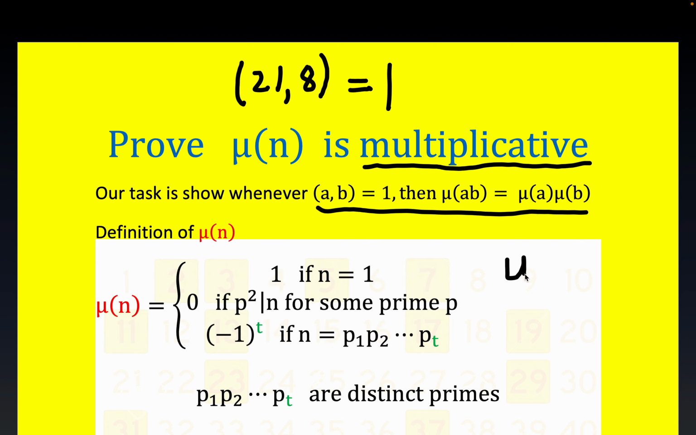I'll just make it like a u, folks, sorry. Mu at 50 would be equal to 0, because 5 squared divides 50. 5 squared is clearly a divisor of 50, right?